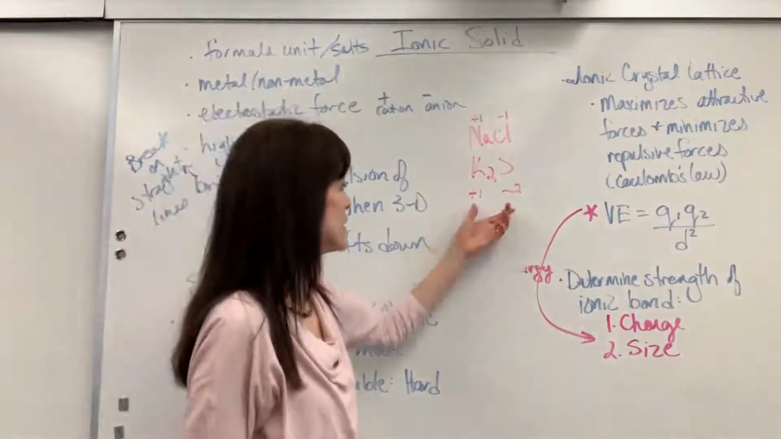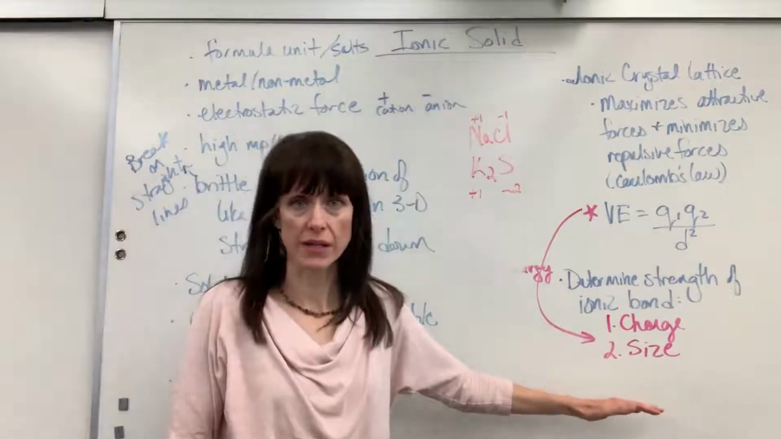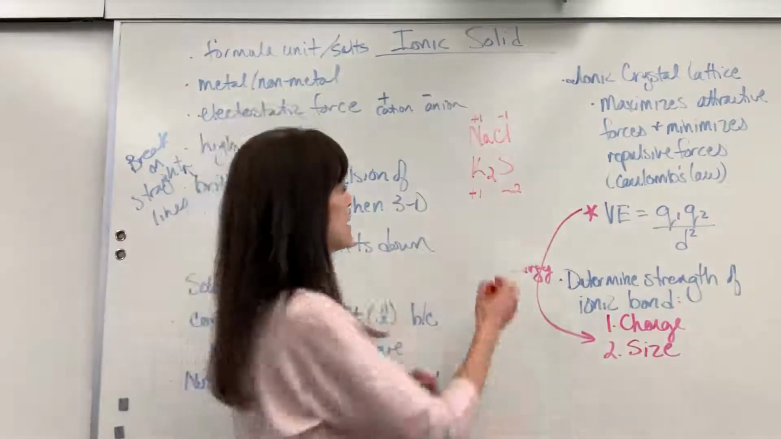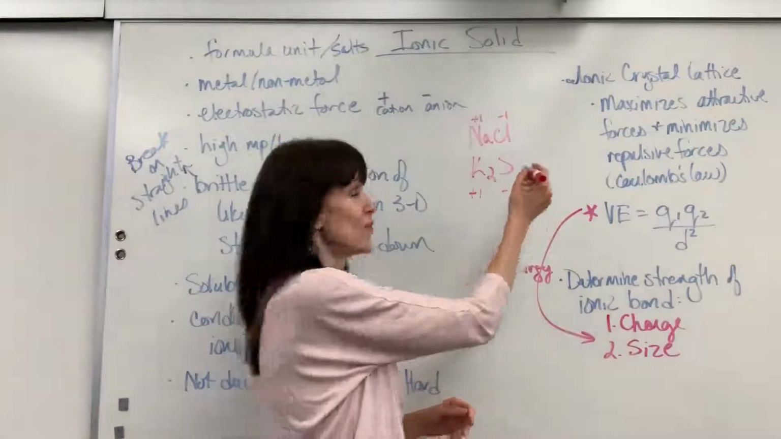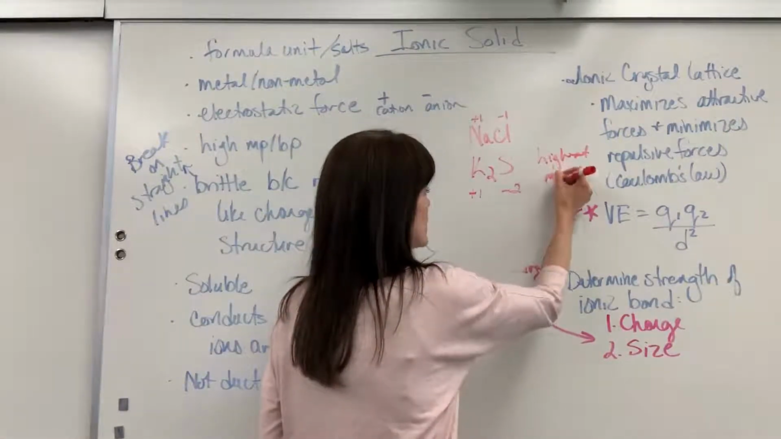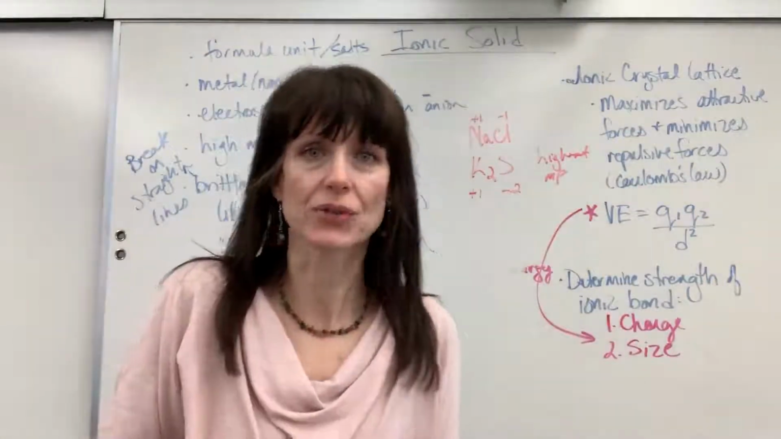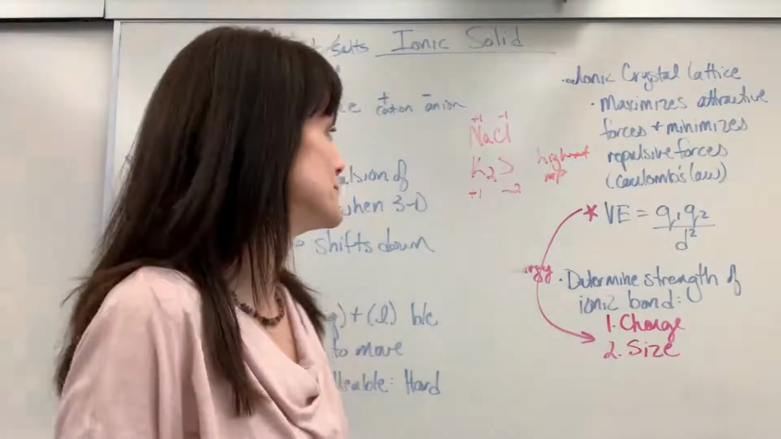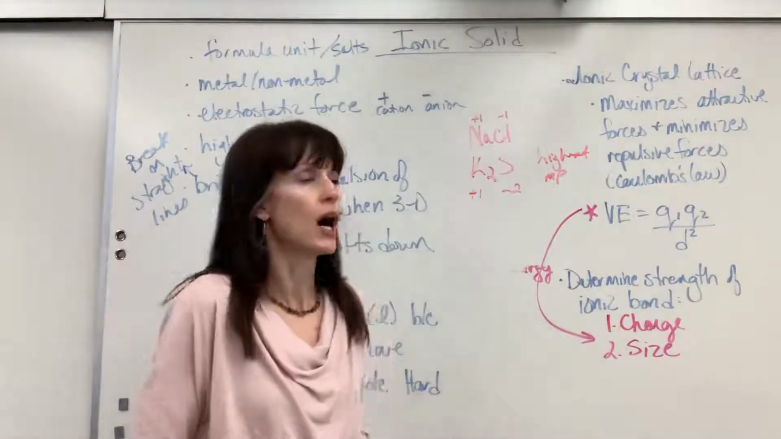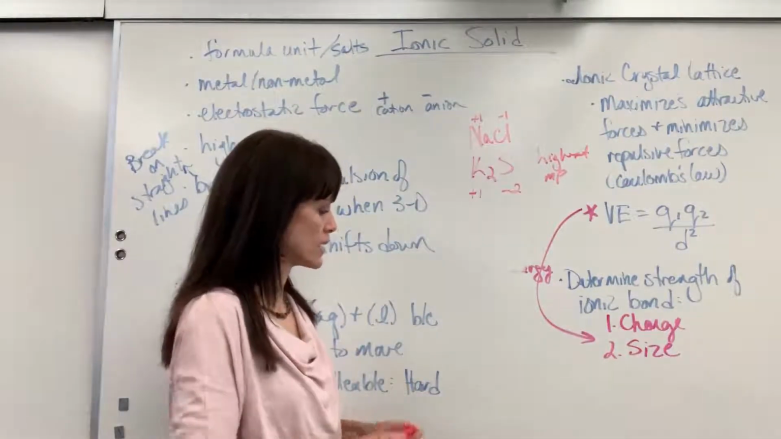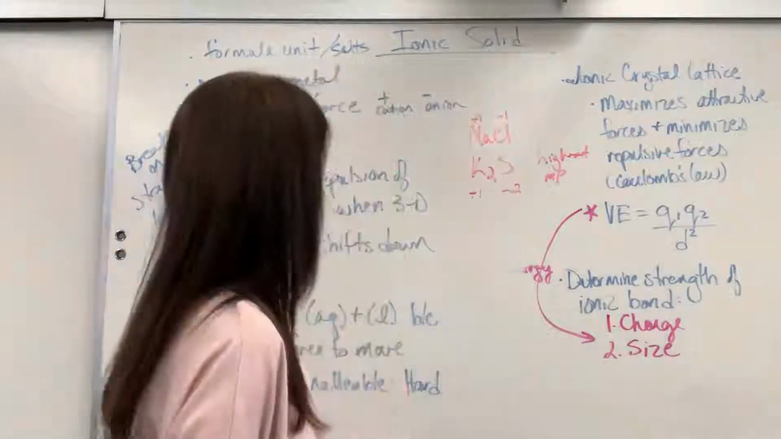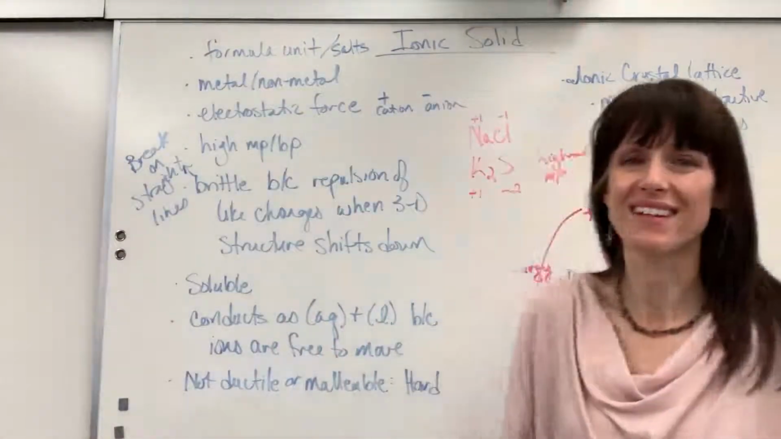So I would say on this, don't even have to look at size. Charge trumps. So looking at this, the potassium sulfide would have the highest melting point, or highest boiling point, or be the hardest. It would be the strongest because it has a greater charge. So that's always how you're going to look at ionic compounds to predict strength. Okay, very good, ionic solids.